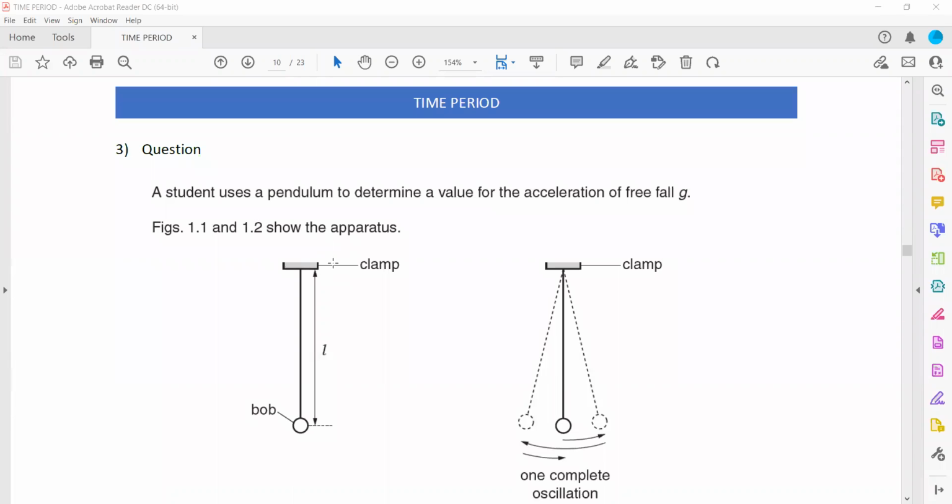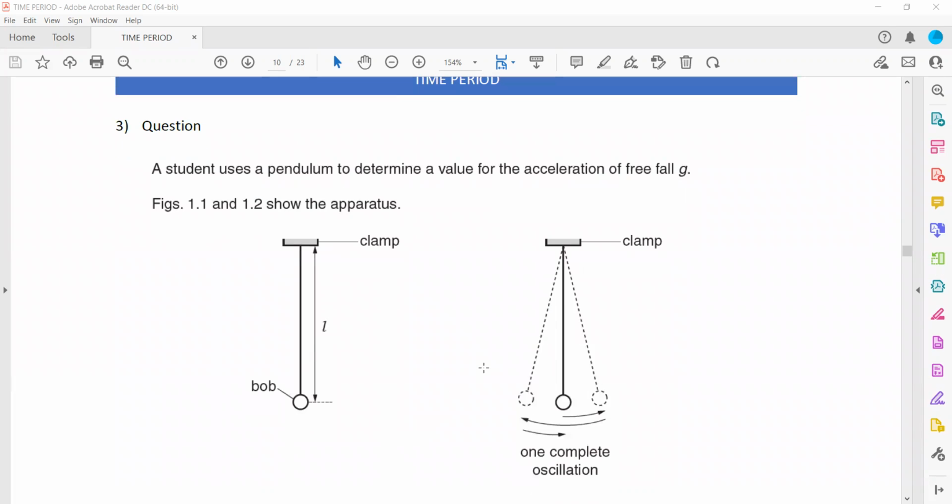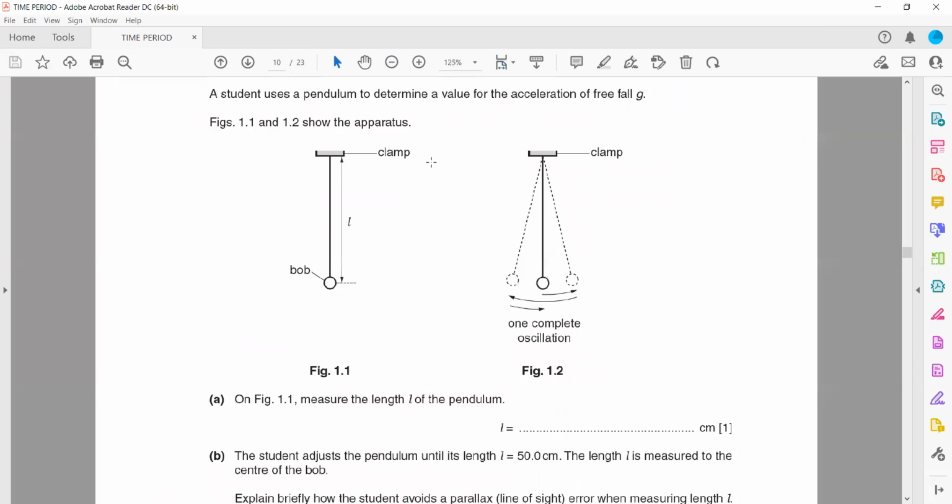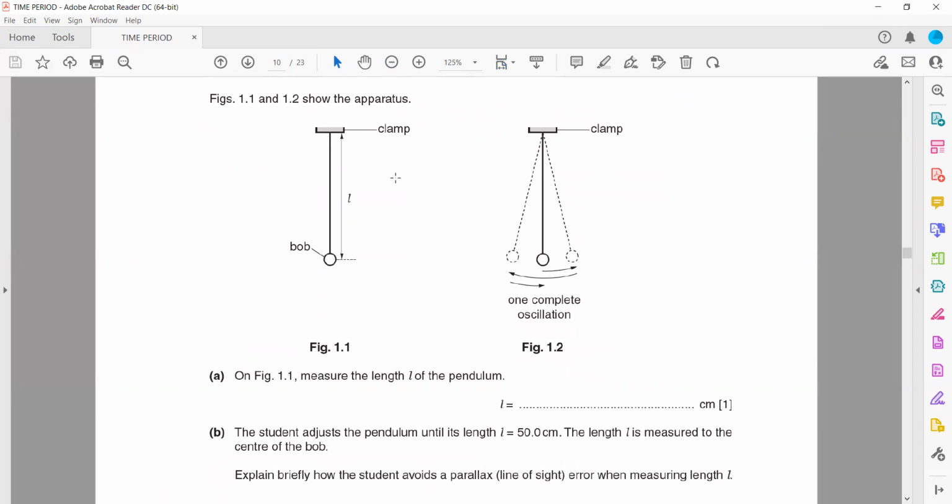So question 3 relates to the alternative to practical questions from the time period. A student uses a pendulum to determine the value of acceleration of free fall, or acceleration due to gravity. Figures 1.1 and 1.2 show the apparatus. On the figure, you have to measure the length of this pendulum in centimeter.